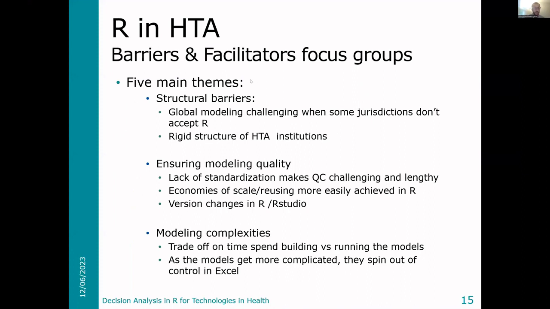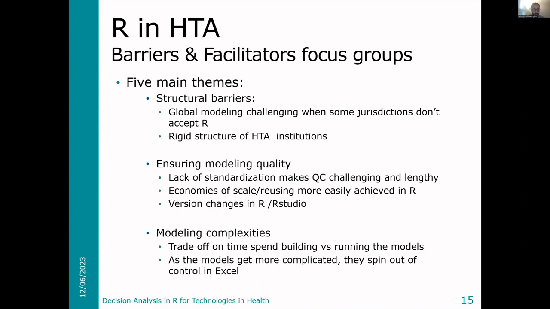So I think we have so far identified five main themes around why people might find it difficult to switch to R in HTA. And I'm going to talk very briefly about each. So there are structural barriers. For example, industry will put together a global model sometimes, and then if half of the agencies are going to be accepting R, but the rest won't, this is going to create a challenge, because then the global model does not work for every submission, and there needs to be two models, which is obviously not very helpful, not very useful.